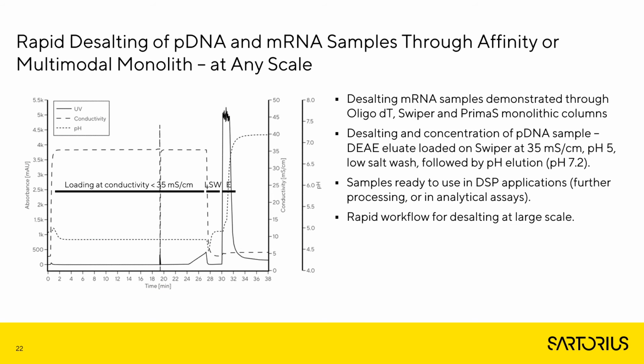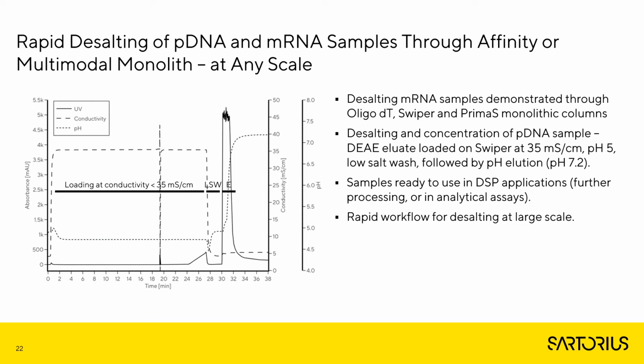With oligo-dT, with Prima S, and with Swiper, we've seen that the elution conditions are typically in some kind of low salt or low conductivity buffer. So in the case of oligo-dT, we generally elute with water. In the case of Swiper and Prima S, we typically elute using pH, so we do not need to increase the conductivity for elution of the RNA molecule.